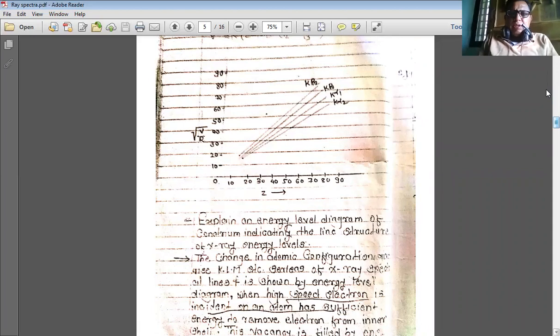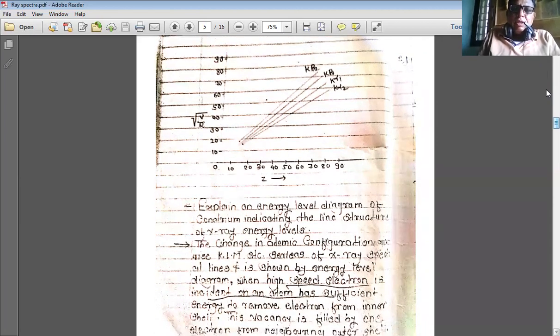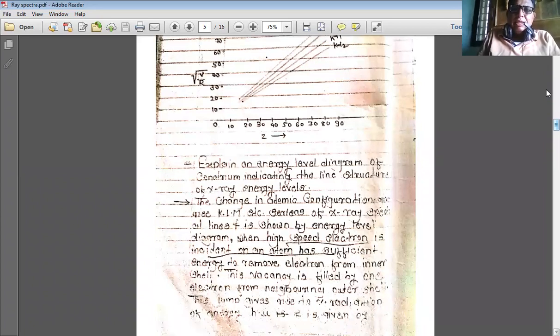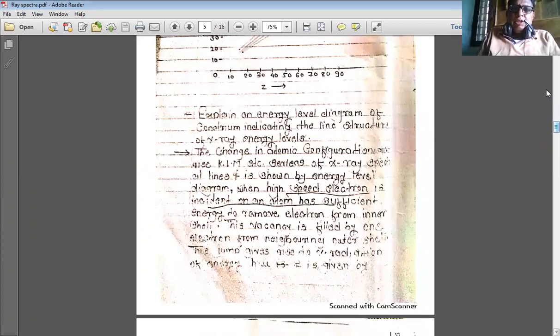So again, in this case, explain the energy level diagram of cadmium, indicating the line structures of the X-ray energy levels. Okay, cadmiumचे structure आणि X-ray level सांगायचे आपल्याला. The change in atomic configurations gives rise to the K, L, M shells, etc. A series of X-ray spectral lines is shown by the energy level diagram.